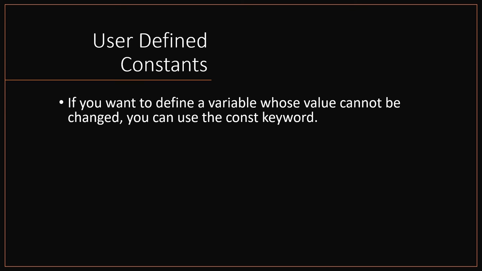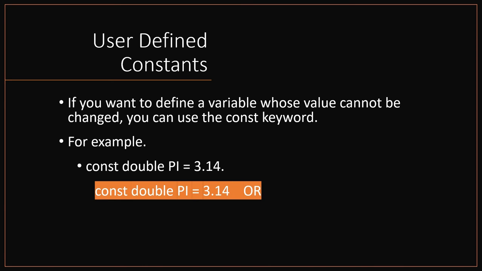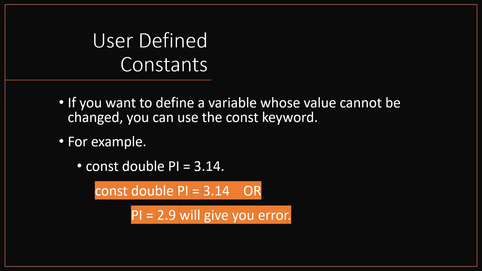If you want to define a variable whose value cannot be changed, you can use the const keyword. This will create a constant. For example, const double PI = 3.14. Notice, we have added the keyword const. Here, PI is a symbolic constant. Its value cannot be changed. So, after const double PI = 3.14, writing PI = 2.9 will give you an error.